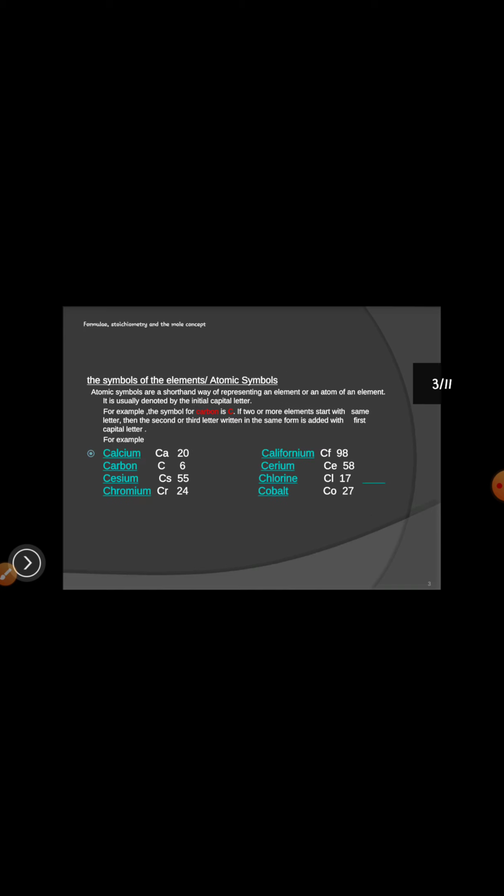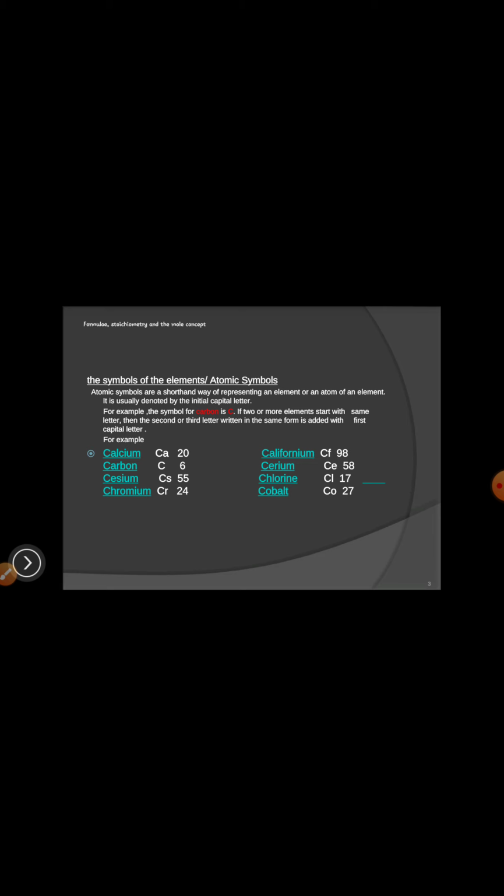First of all, we are going to study the symbols of the elements or atomic symbols. What are these and what is the importance of these symbols? The atomic symbols are a shorthand way of representing an element or an atom of an element. It is usually denoted by the initial capital letter. For example, the symbol for carbon is C.